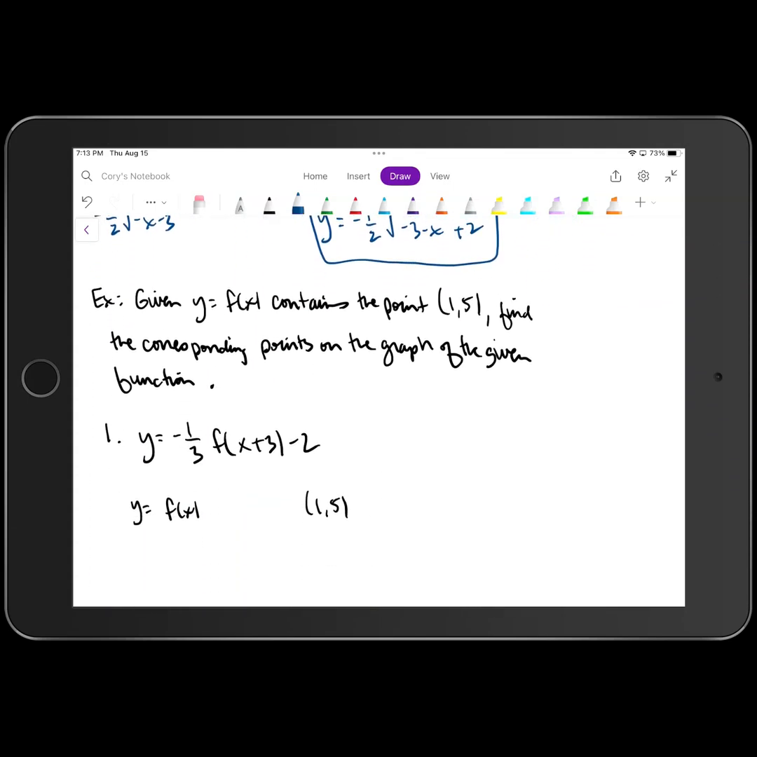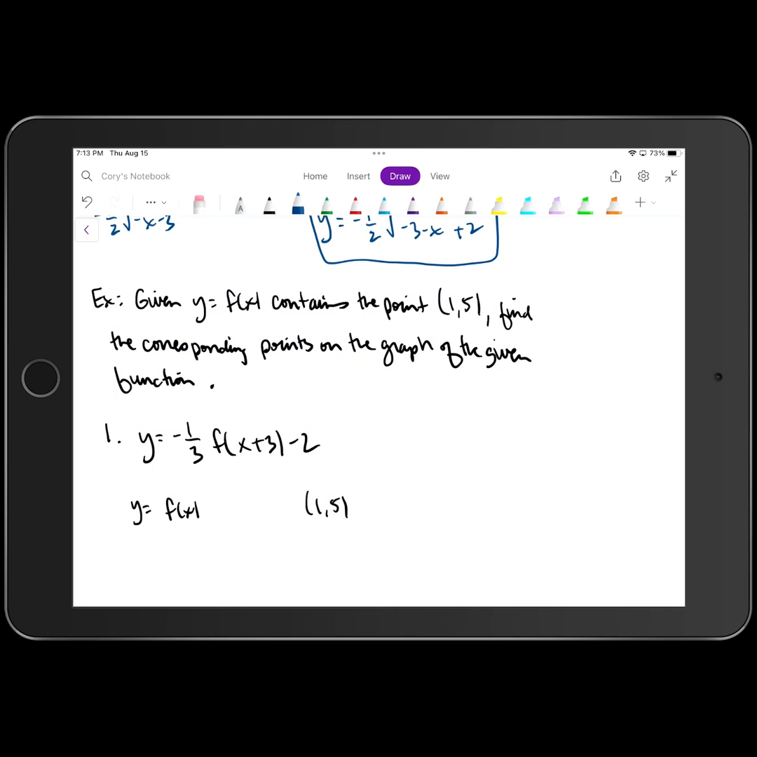Okay, I'm going to do something a little bit different for the last set of examples. The directions here say: given that the function y is equal to f of x contains the point 1, 5, find the corresponding points on the graph of the given function.